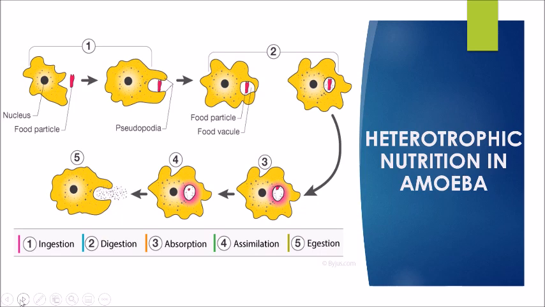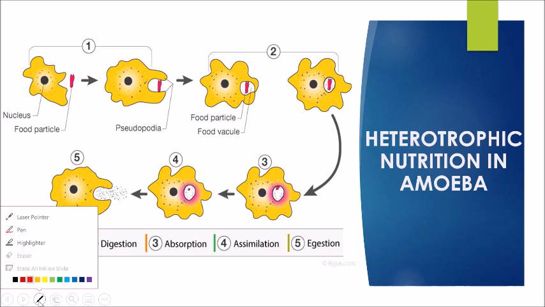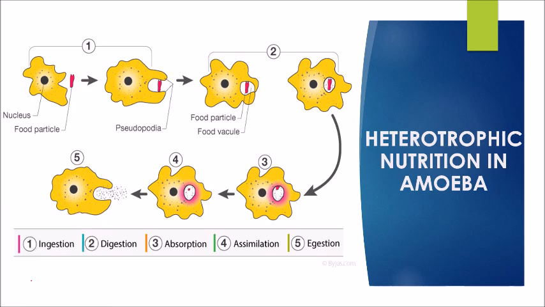If you can see here, there are four stages actually. Here there are five of them, of course, mentioned. Why did I say four? Because absorption and assimilation are considered to be one particular stage in heterotrophic nutrition in amoeba. So anyhow, let's go with this.